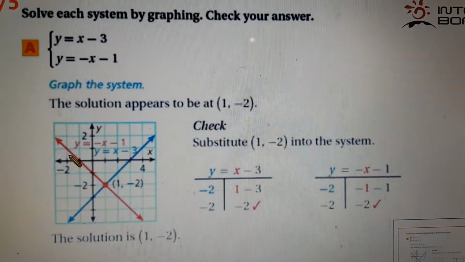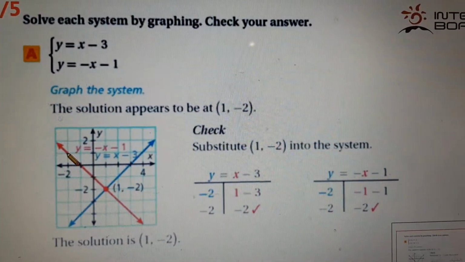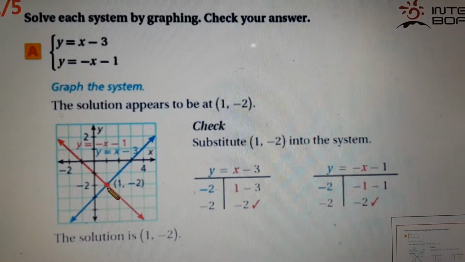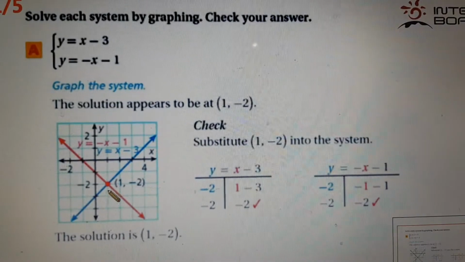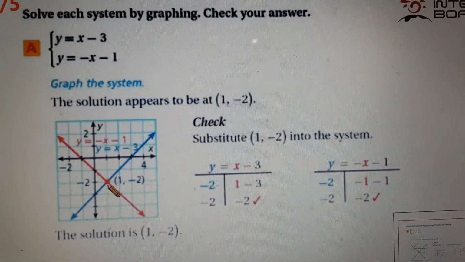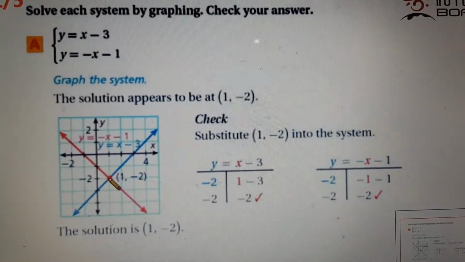Okay, after graphing the two lines, we should find the intersection point between the two lines, which is this point. This point here is my solution. How can I read it? x and y. It will be 1 and negative 2.